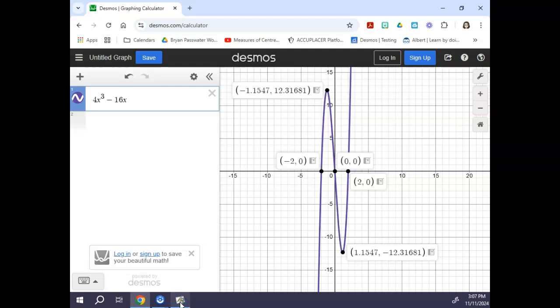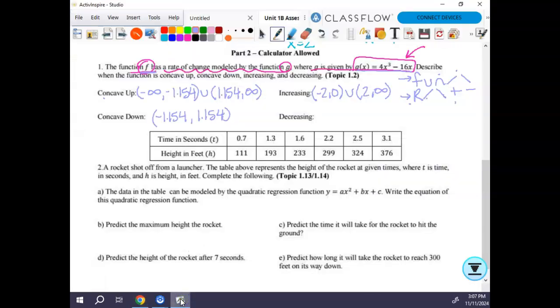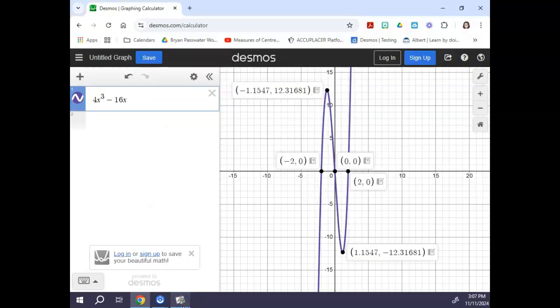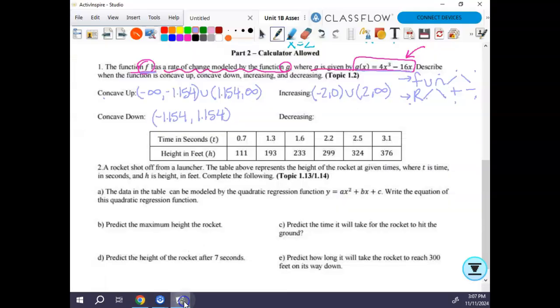And then the function is decreasing when the rate is negative. So this function is negative here and here. So that means we are negative from negative infinity to negative 2, and then again from 0 to 2.